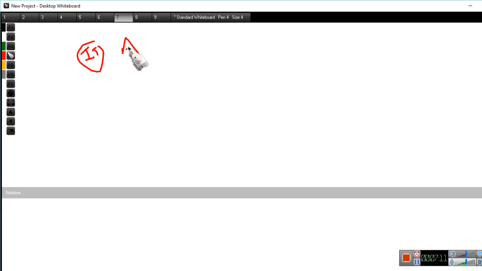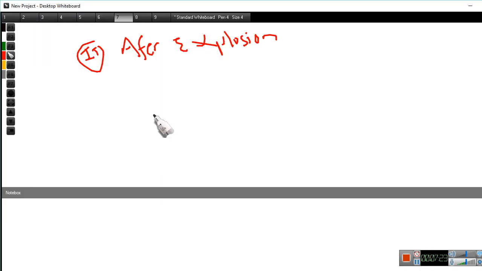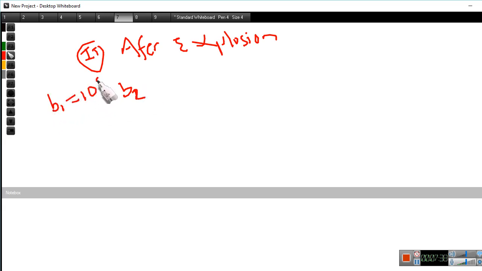Now the second case, that is after the explosion. After the explosion, it becomes 1 billion times brighter. So consider that before the explosion the brightness was b2, then after the explosion b1 is 10 to the power 9 times b2. So b1 by b2 is equal to 10 to the power 9.